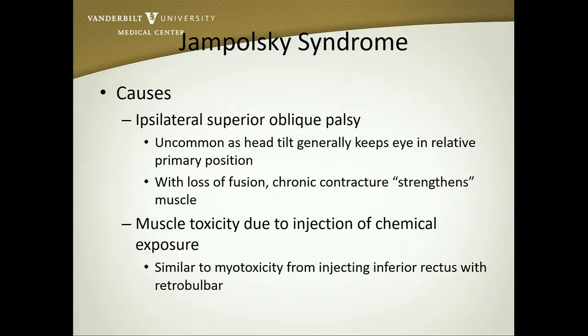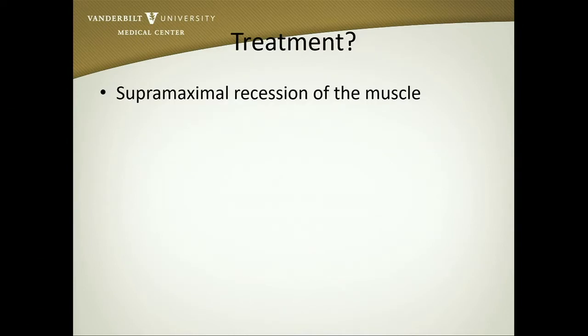I'm going to skip over to that second topic now, which is muscle toxicity due to injection and chemical exposure. Most of us have heard of accidentally injecting the inferior rectus most commonly with a retrobulbar injection, and having that muscle initially paralyzed, but then remodeling and becoming tight due to changes in the sarcomere. But it's not just that the muscle is tight and restrictive, it truly overacts because of that sarcomere remodeling. In that circumstance, you really have to supramaximally recess that muscle to correct your deviation. So the treatment for that condition is supramaximal recession of the muscle.